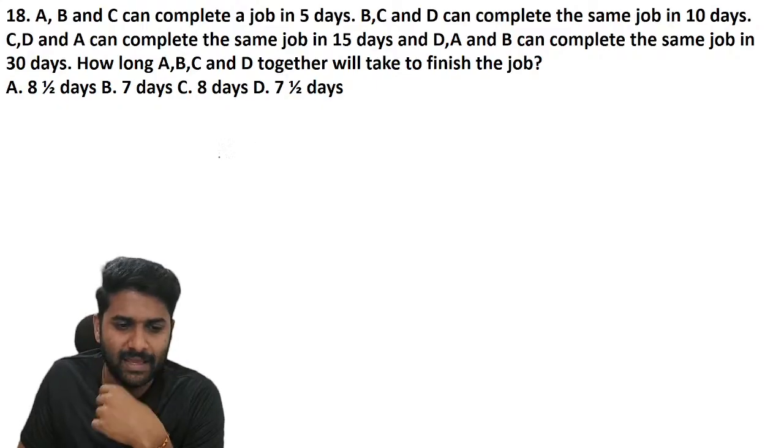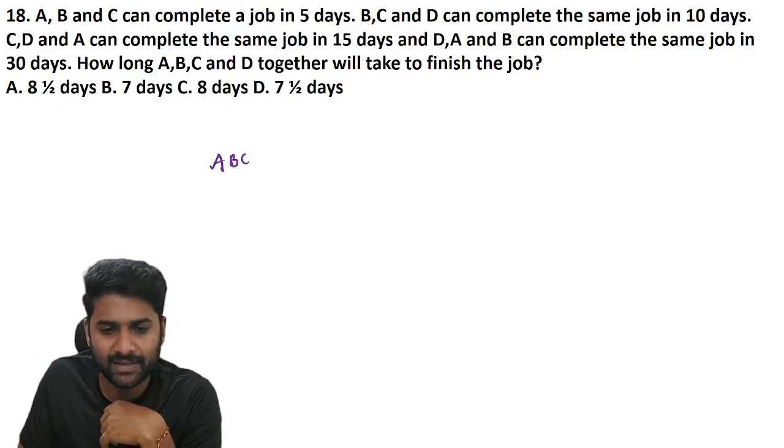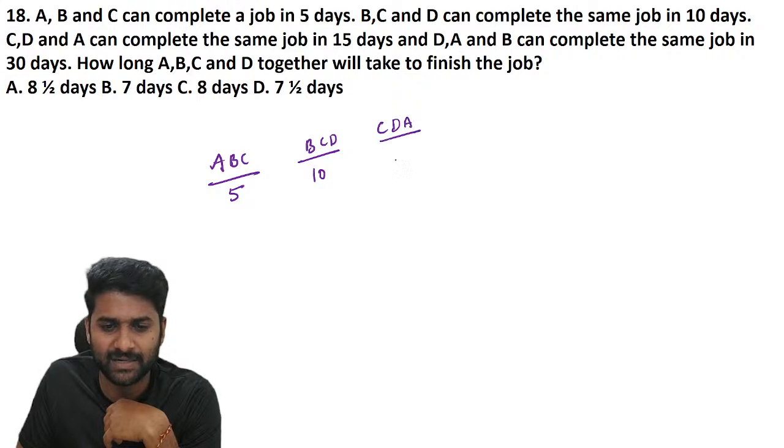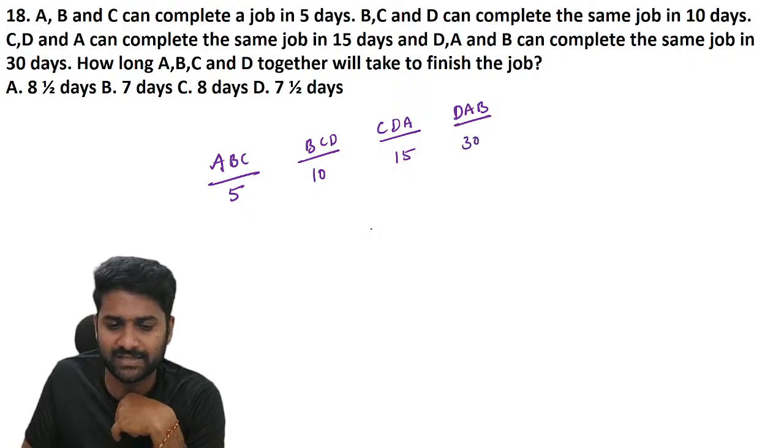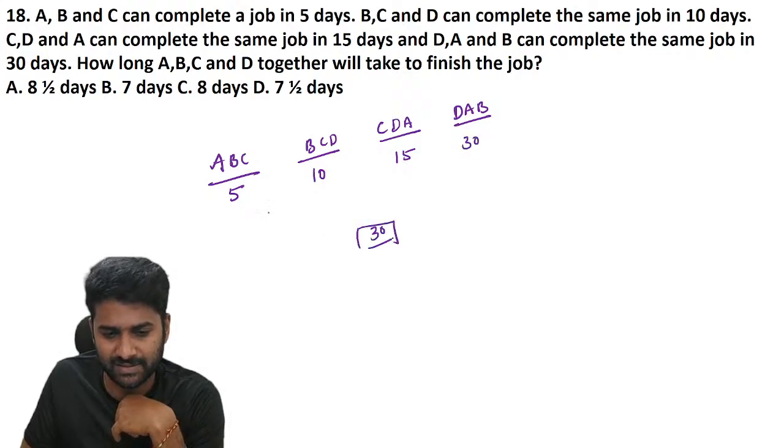Now, see, ABC can complete the task in 5 days. BCD can complete the task in 10 days. CDA can complete the task in 15 days. DAB can complete the task in 30 days. Now see, let's take the LCM, which is 30 units.